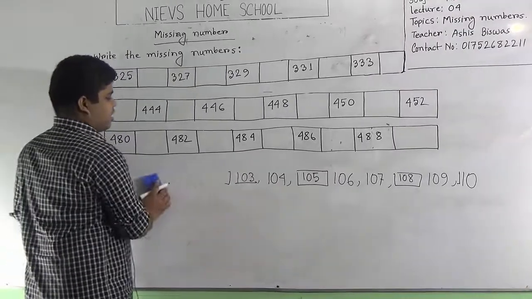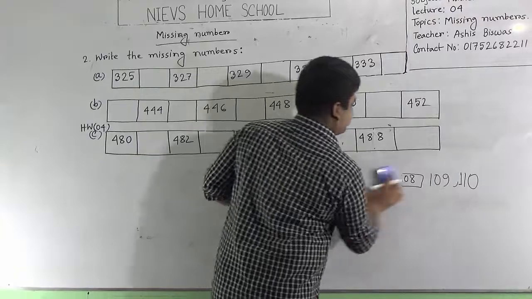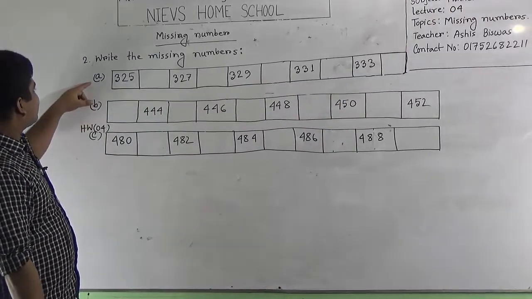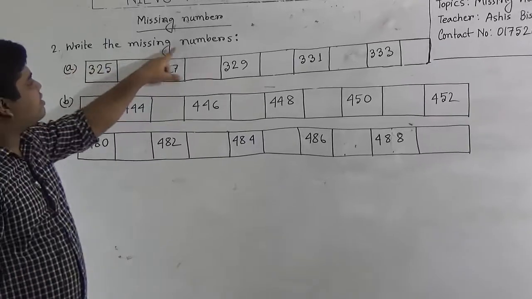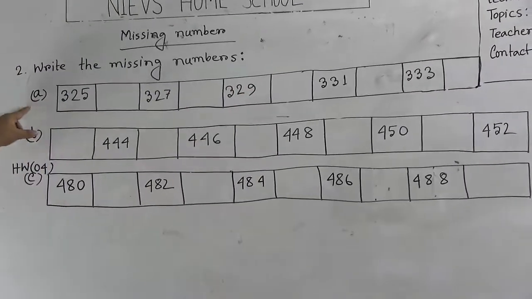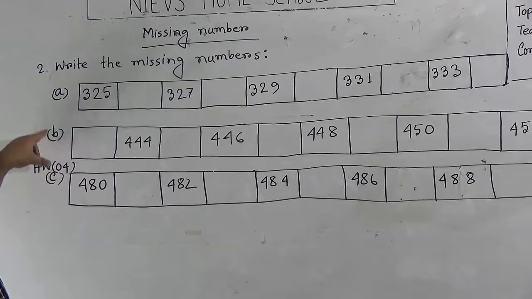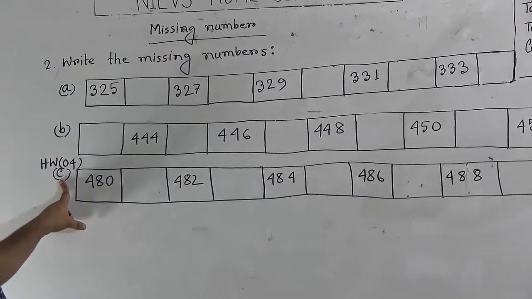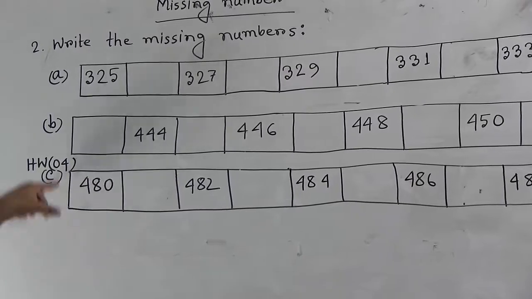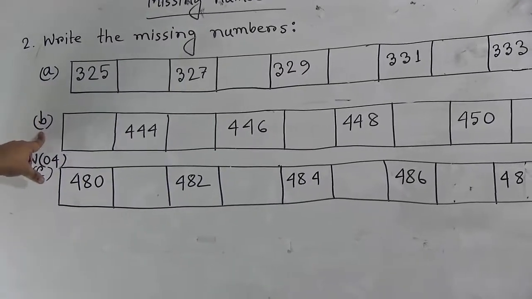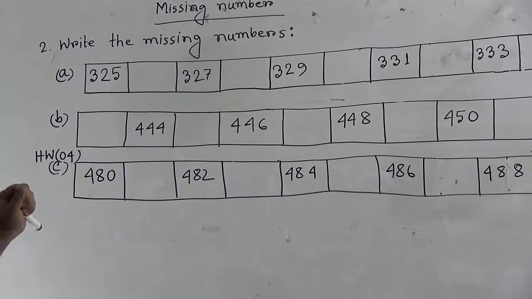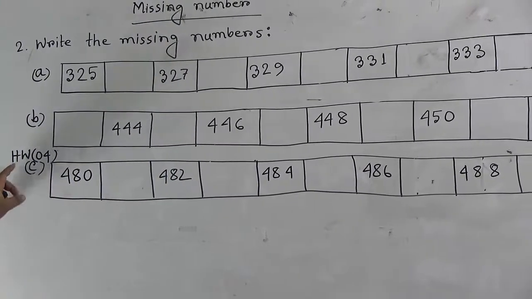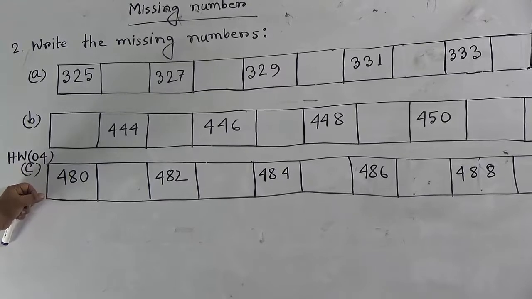Okay. Now we shall solve two problems. The question is: write the missing numbers. Questions A and B will be solved in our class and question C will be your SW. I repeat, questions A and B will be solved in our class and question C will be your SW, and this is SW number 4.